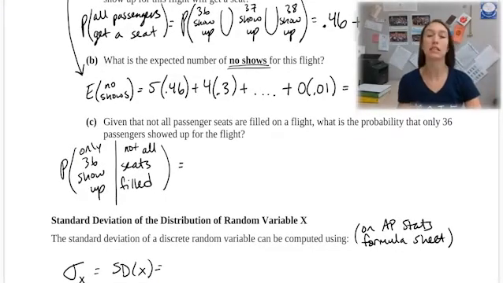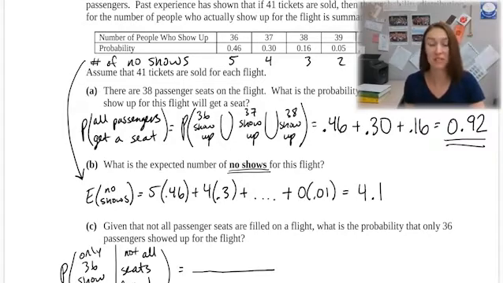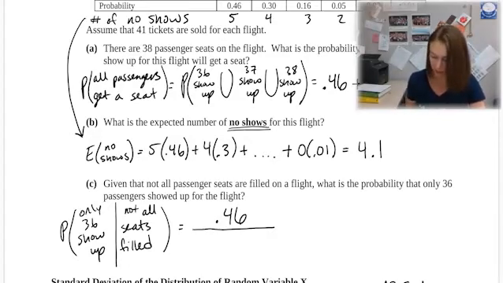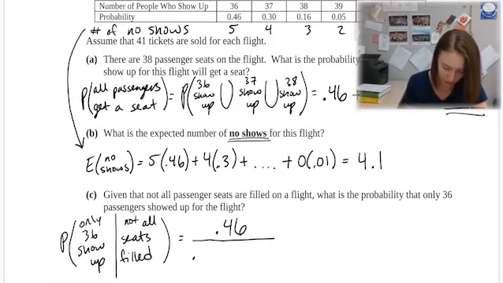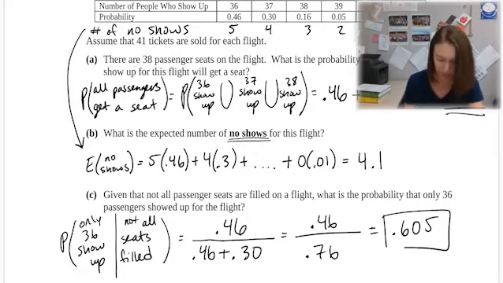All right, so remember our conditional probability formula means I want the probability that only 36 people show up and not all seats are filled. Well, if only 36 people show up, not all seats are filled. So those are definitely together there. So that's 46% probability on the top divided by the probability that not all seats are filled. Well, not all seats are filled is going to be if 36 people show up or if 37 people show up. And those are those probabilities. So I have a 0.46 on the top, a 0.76 on the bottom, and that's going to give me a probability of 0.605, so 60.5%.